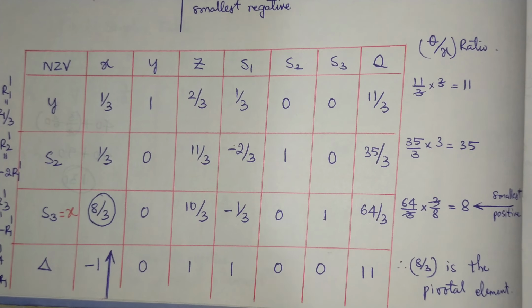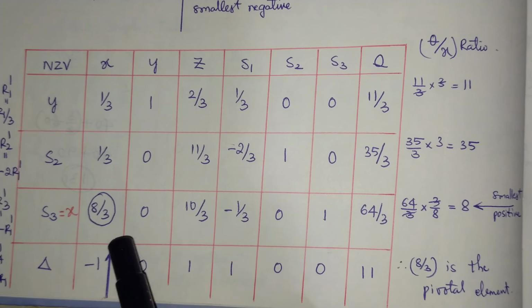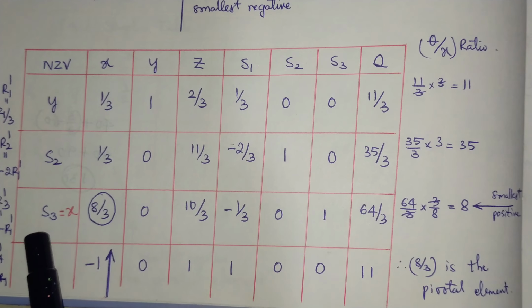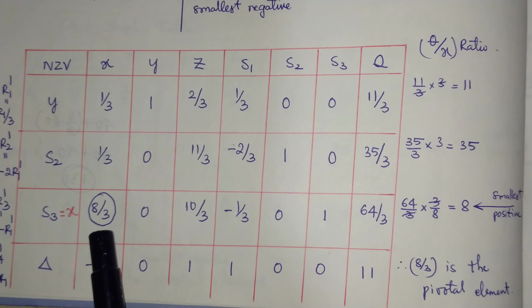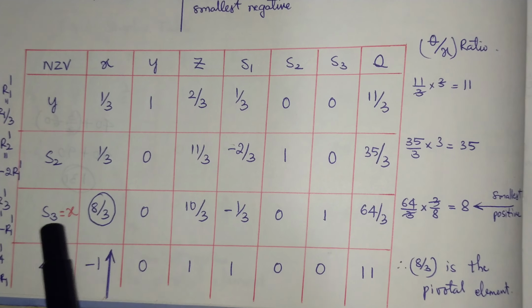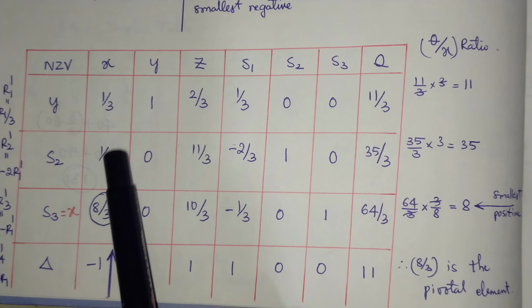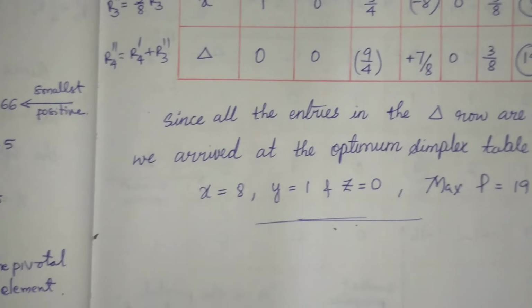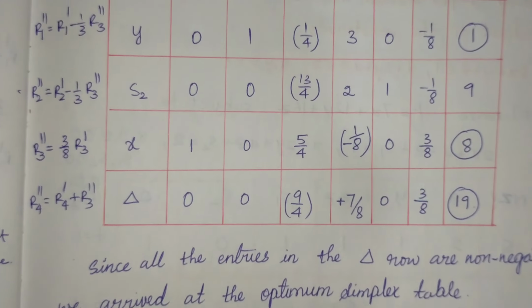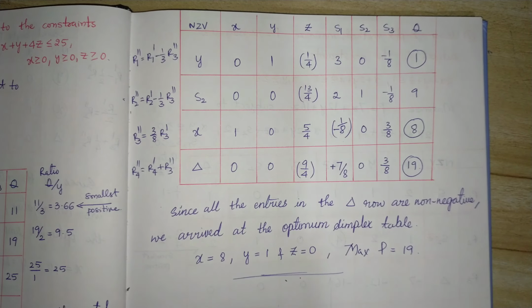The intersection of these two is the pivotal element. Here 8 by 3 is the pivotal element, and we need to replace s3 by the corresponding variable x. What is the next step? We have to make this 8 by 3 as 1. How can we make this 1? Let us multiply the entire row by 3 by 8, so that it will be 1. And we have to make this 1 by 3, 1 by 3 and minus 1 as 0 by suitable row operation. So this is the thing we come across.